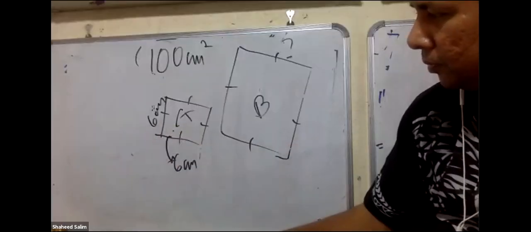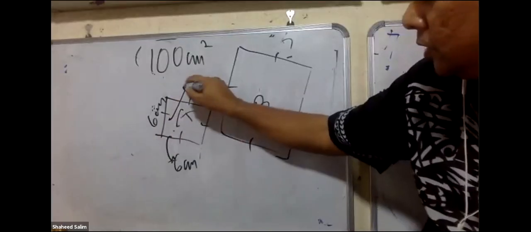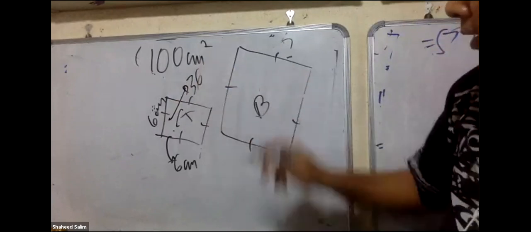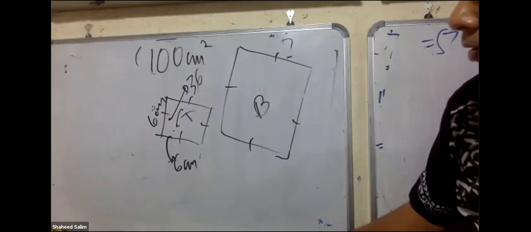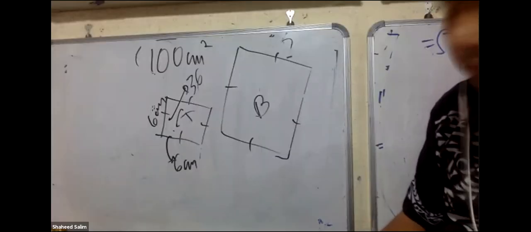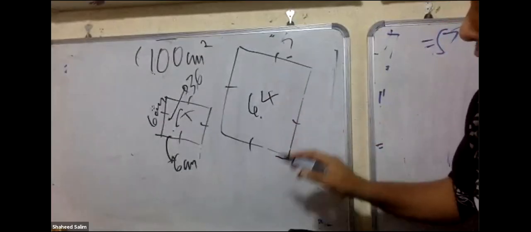Combined area is 100 cm. So this one's side is 6 cm times 6 cm equals 36. Good. Okay, 36. So what is the area of this one, B? So 36 minus 100. Can I use calculator? Yeah, use your calculator for now. Not 36 minus 100, the other way around. 100 minus 36. What's the answer? 64.